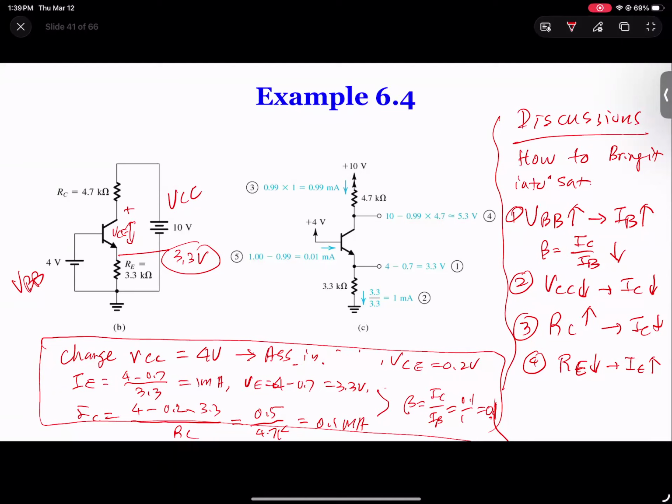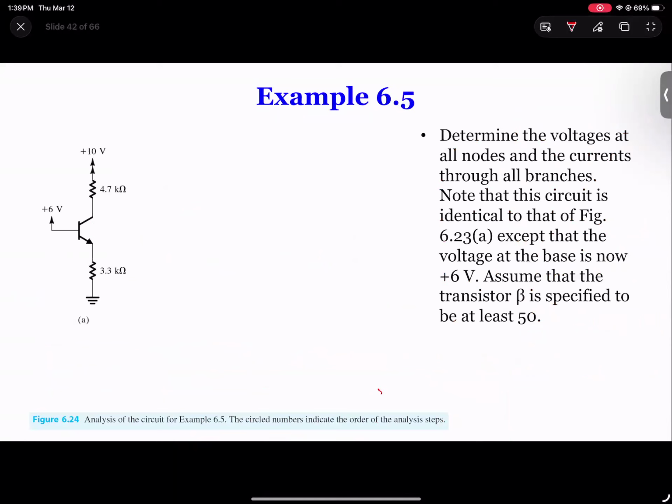If you do observation, this is 3.3. So 3.3 plus 0.2, that's 3.5 on top of there, plus 4.7. So this circuit is easy to be in saturation mode. You don't need 4 volts. Probably 1 to 6 or 7 volts, it will be in saturation mode.